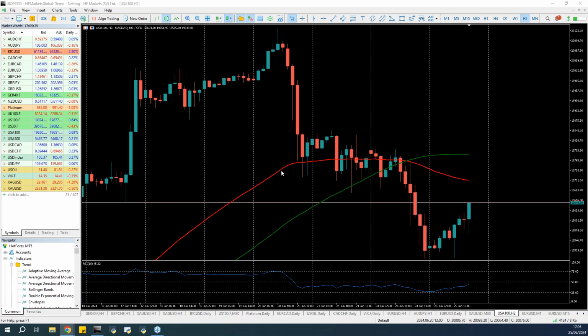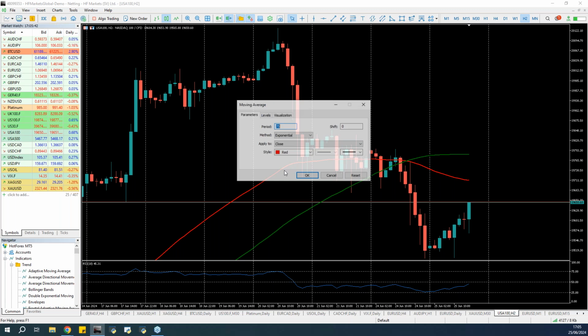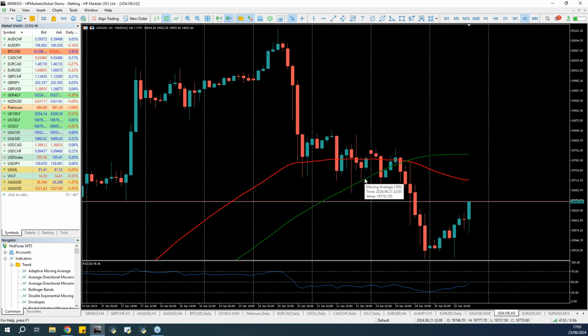So here, for example, ladies and gentlemen, we have the 75 bar exponential moving average, and the green here, ladies and gentlemen, is the 100 bar simple moving average. This setup is specifically designed for the 2-hour time frame. And then here at the bottom, we've got the RSI.